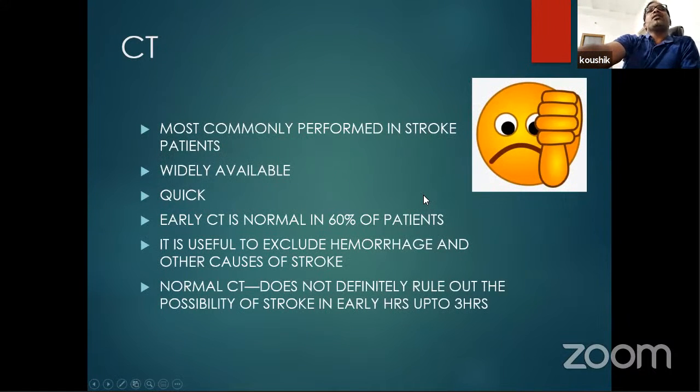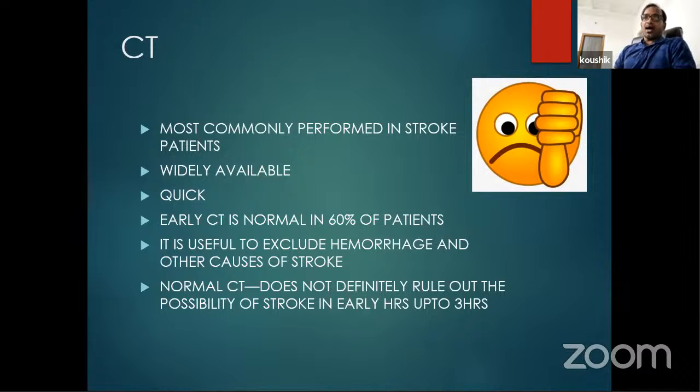CT is most commonly performed in stroke because it is widely available and quick, and early CT is normal in 60% of patients. It is useful to exclude hemorrhage and other causes of stroke. If a patient has hemiplegia in the last 3 hours and the CT brain is normal, that doesn't mean it is normal, because early on CT is better at picking up hemorrhagic infarcts than ischemic infarcts.